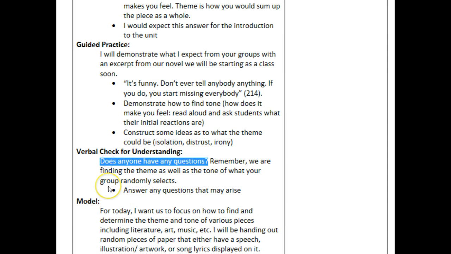So now you move on to the verbal check for understanding. Be careful of this question. Does anyone have any questions? When you ask that, kids always look around and go, no one else has their hand raised, so I'm not going to raise it. Tweak that a little bit by saying, all right, someone walk me through what are the specific pieces I'm asking you to do in your groups.